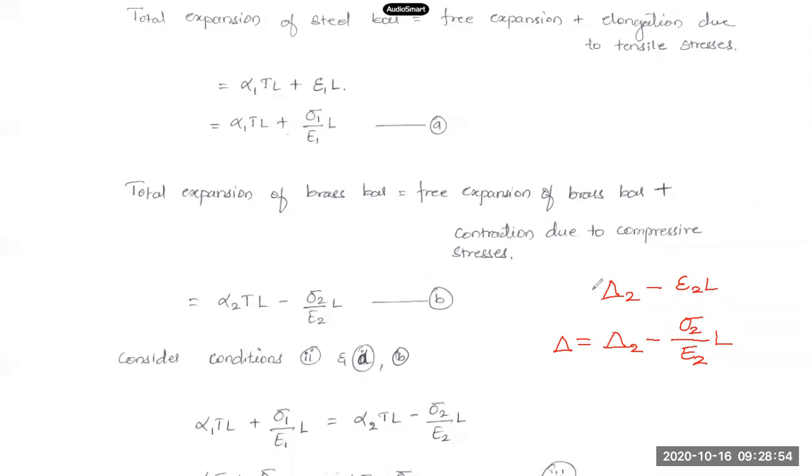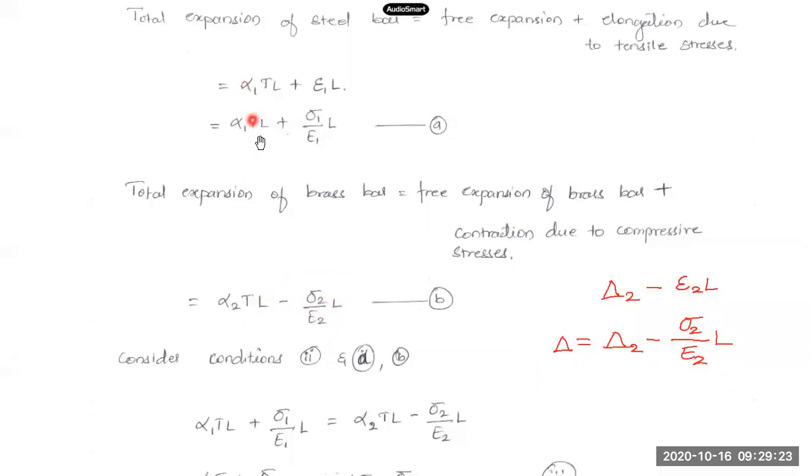This delta, free expansion, will be alpha 2 into T into L: coefficient of thermal expansion into change in temperature into length. So this is delta 2, it can expand up to this amount freely. But due to compressive stresses developed in the bar, it is undergoing a reduction in the length, which will be this alpha 2 T into L minus sigma 2 by E2 into L, this term.